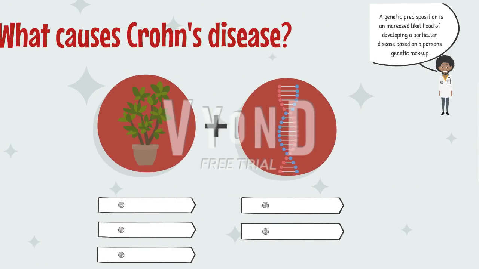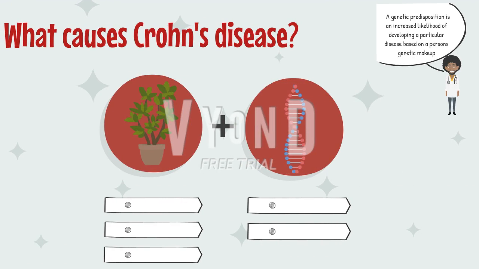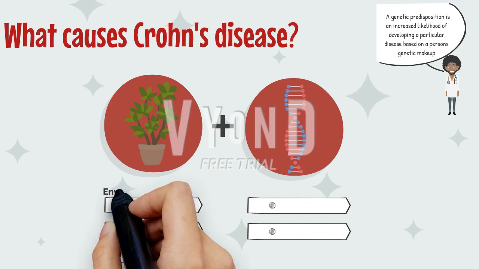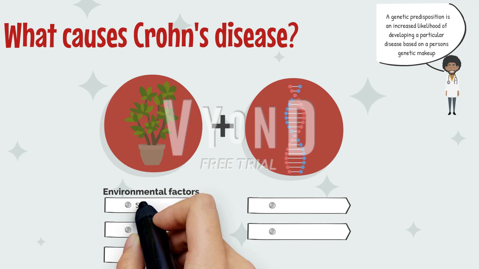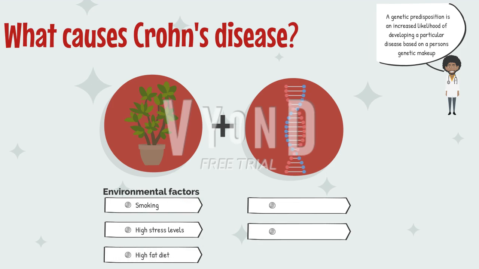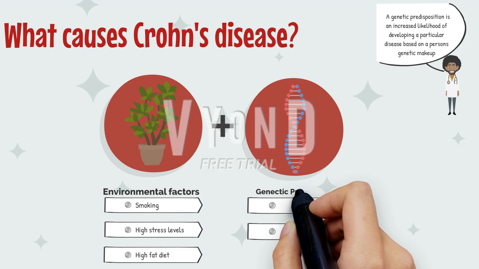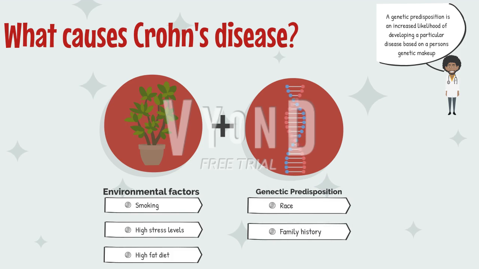Although the exact cause is not yet understood, current thinking is that the unregulated inflammation of Crohn's disease is caused by a combination of environmental factors like smoking, stress, and high saturated fat diets, and genetic predisposition factors like race and family history, as all of these factors have been shown to increase a person's risk of developing the disease.